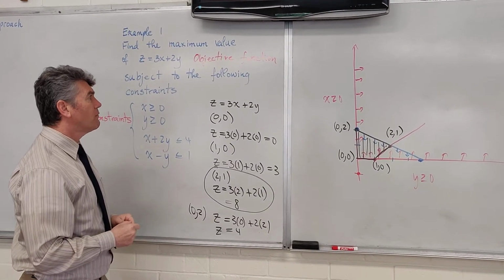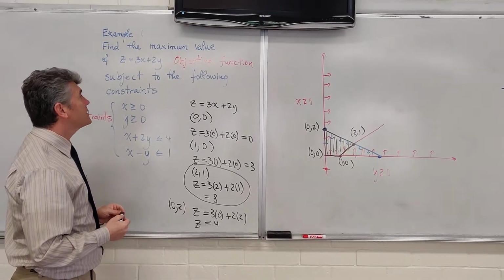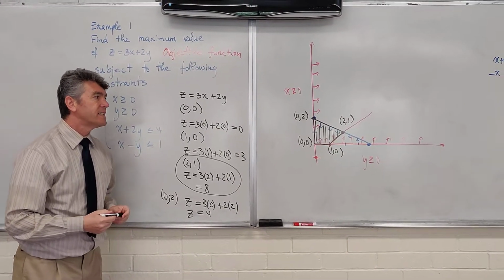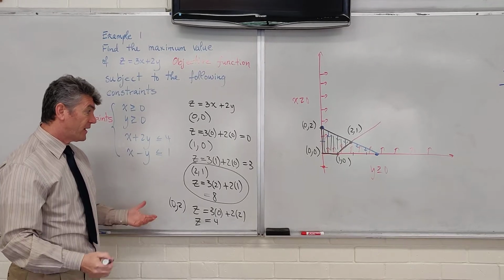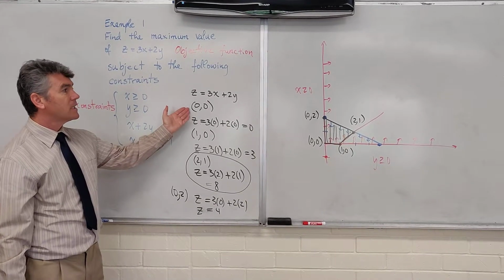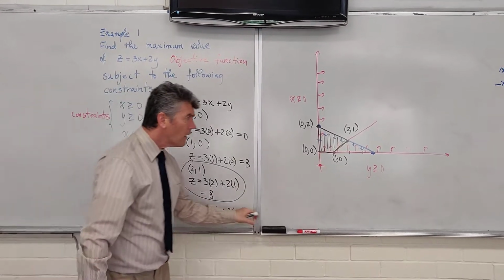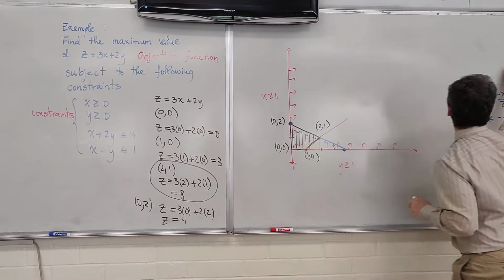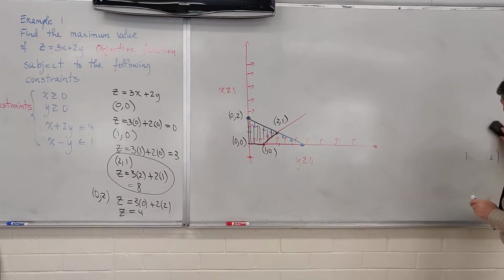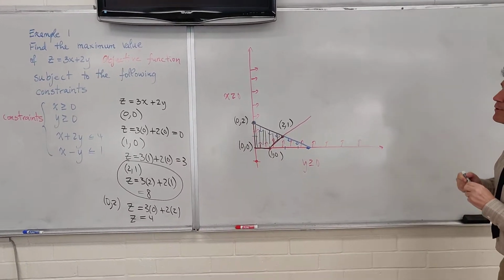And that's pretty much it. That's how you find the maximum for your objective function. If we're asked to find the minimum, it will occur at the origin. There's just a little bit more. This is not a proof. So this, by no means, is a proof.